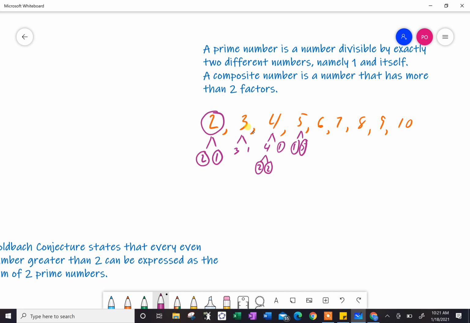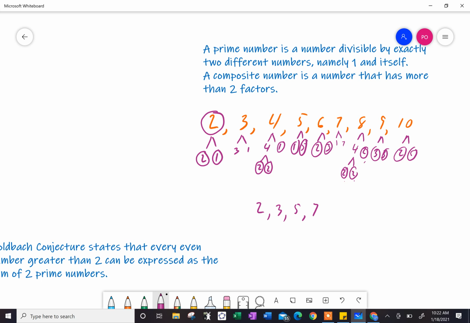So 5 would be 1 and 5. 5 is prime. 6 is 2 times 3. So 6 is not prime. 7 is 1 times 7. So 7 is prime. 8 is kind of neat. It's 4 times 2. But then 8 can be written as 2 times 2 times 2. 9 can be written as 3 times 3. And then 10 can be written as 2 times 5. So between the numbers of 2 and 10, the prime numbers are 2, 3, 5, 7.